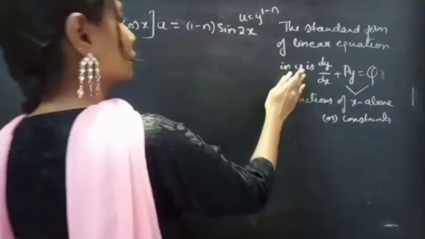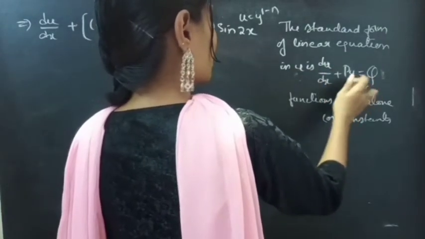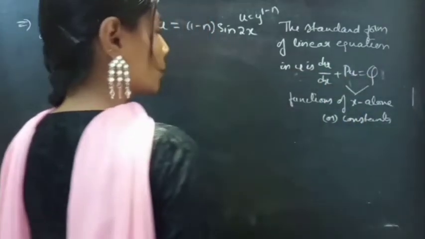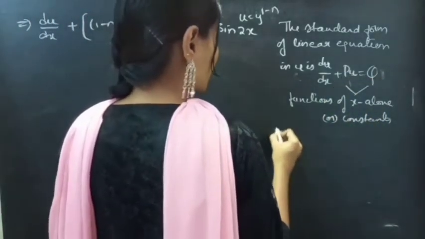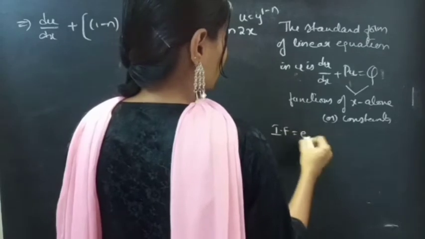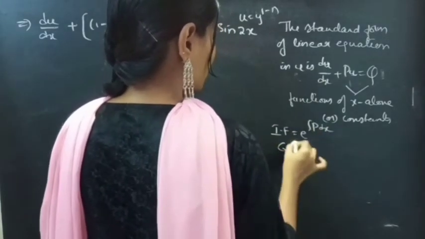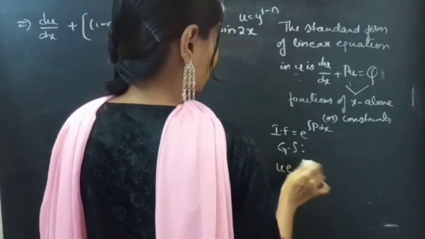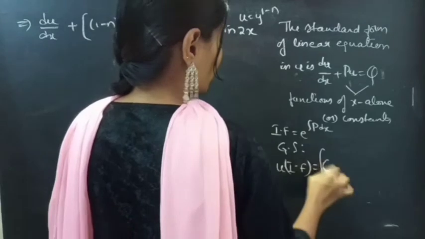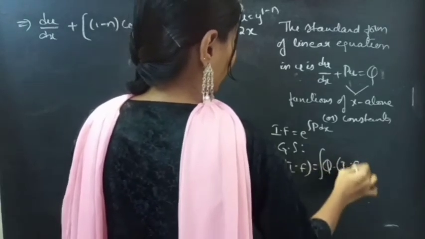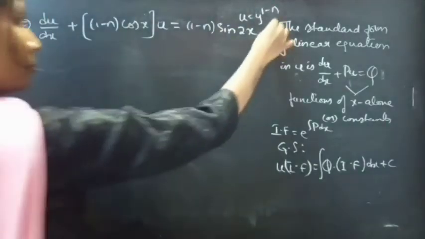We know that the standard form of a linear equation in u and x is du/dx + P u = Q, where P and Q are either functions of x alone or constants, and the integrating factor is e^(∫P dx), and the general solution is given by u times e^(∫P dx), that is the integrating factor, equals ∫Q times the integrating factor dx + c.